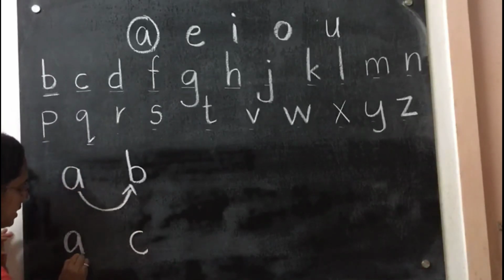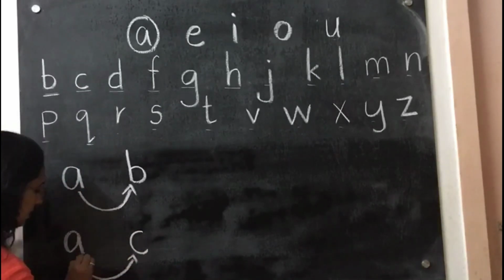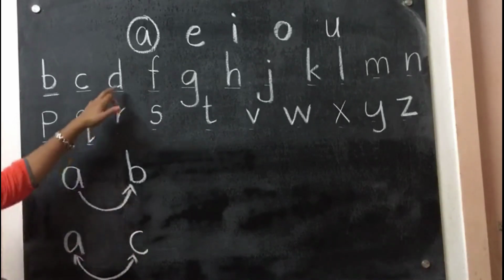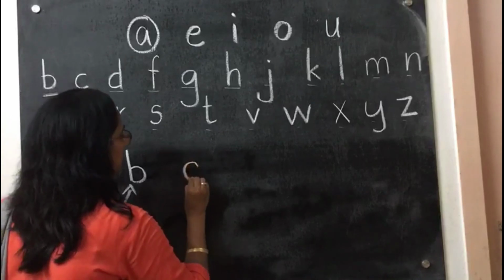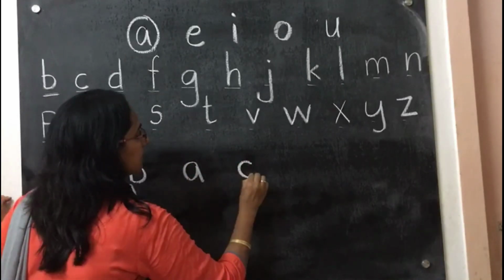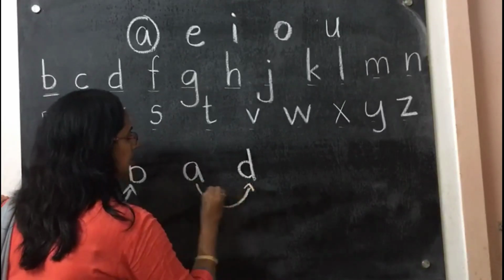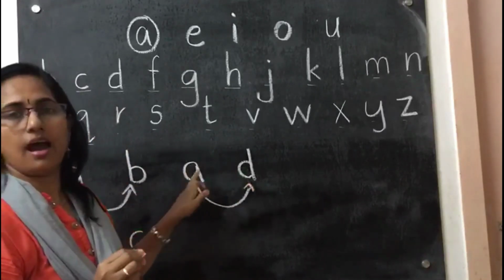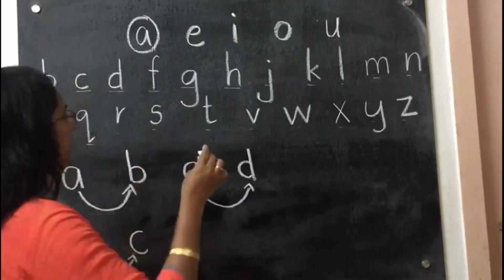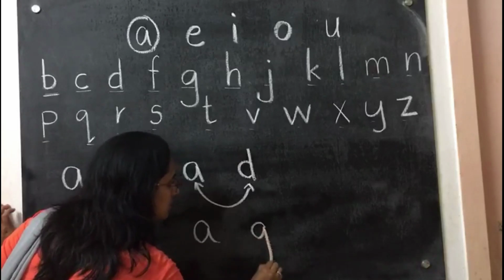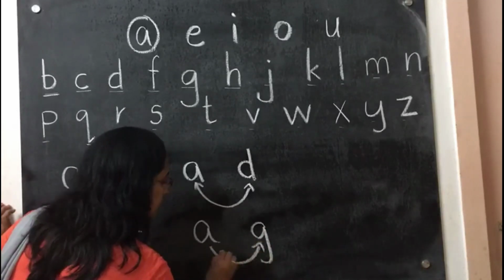Now, let me take vowel A with consonant C. The sound of C is K, right? Now join A, K. Ak. Now let's take letter D. A with letter D. The sound of D is D. A, D. Ad. Now one more. Let's see. A with G. Sound of G is G.